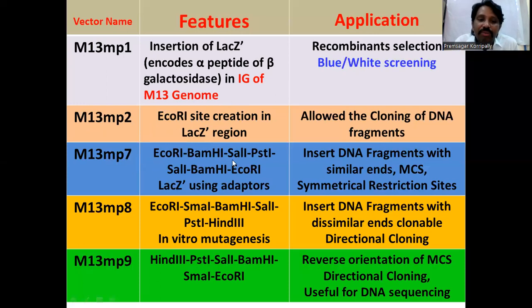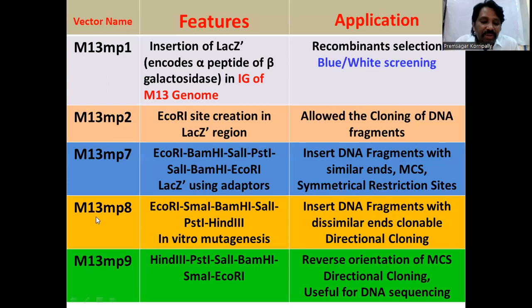M13mp7, where here the MCS, that's the multiple cloning site, is expanded. So when you compare the M13mp7 with the mp2, mp2 has only one restriction site, but M13mp7 has EcoR1, BamH1, SalI, and PstI. So here you can clone the DNA fragments with similar ends, and the MCS is big, and it has symmetrical restriction sites. So if you clone with the BamH1 or SalI or PstI, that insert can be released by using the EcoR1 site.